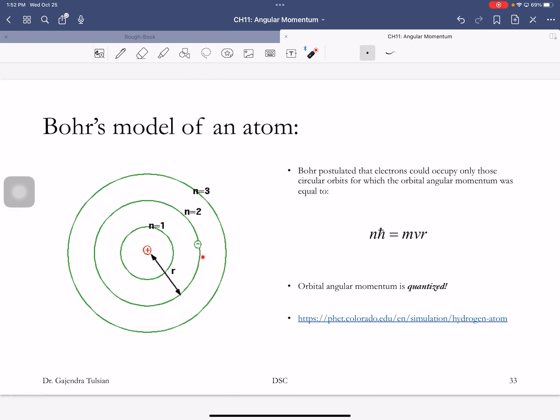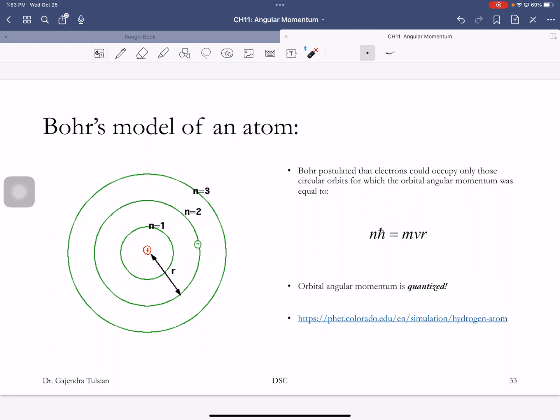Even the structure of the atom. A planet, for instance, can go around at any radius. So here's the sun. You can put a planet at this radius, at this radius, at that radius. So you can put the planet at any radius, loosely speaking. On the other hand, an electron around a nucleus cannot be put at any random radius. It can be only put in specific orbits.